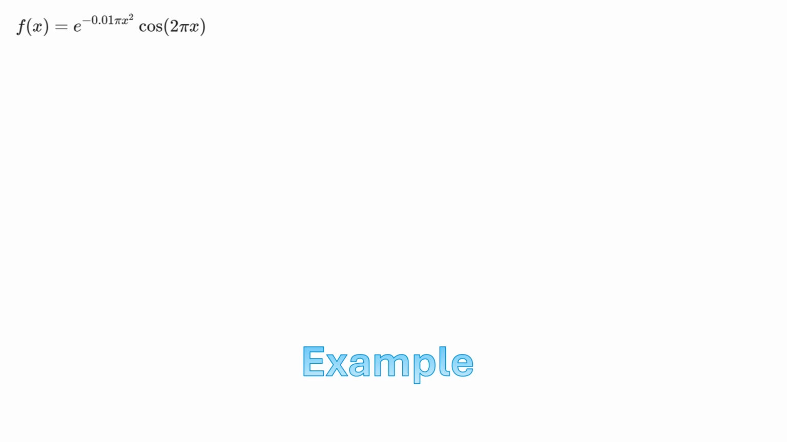Okay, let's look at an example. Here's a function. It's a cosine, which has a Fourier transform that would be a delta function at, in this case, frequency 1. And it's multiplied by a Gaussian.